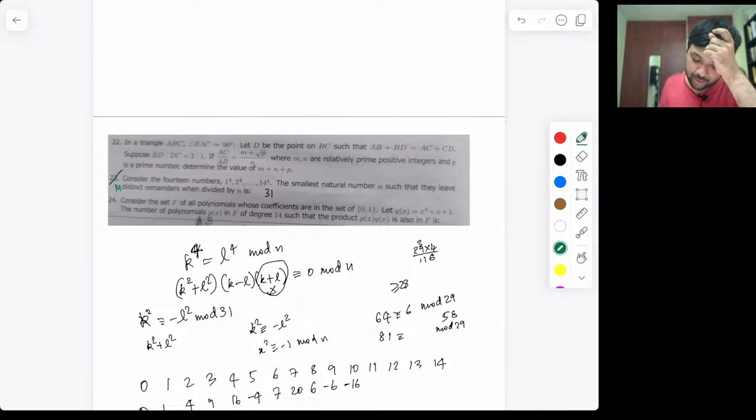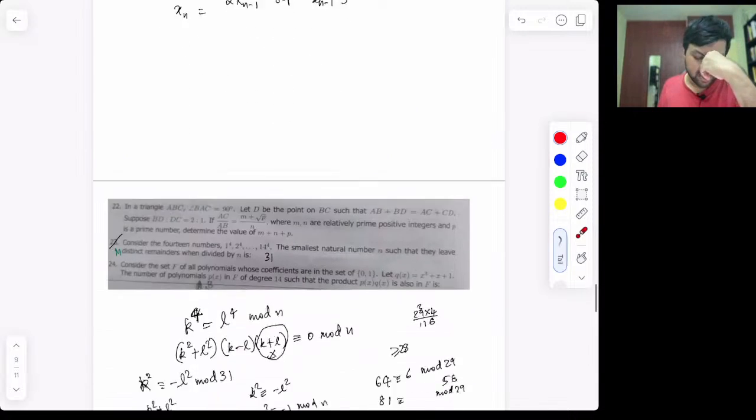Medium only because would you note that you have to break it up like this and check k plus l is divisible or k square plus l square is 0 mod n. So this is on the medium side. Okay.